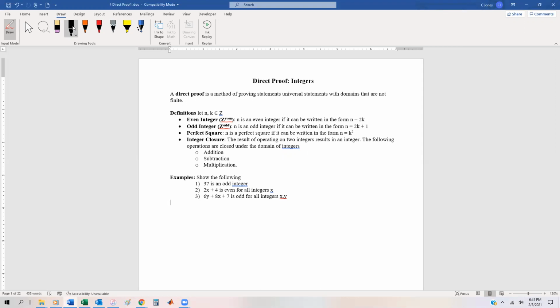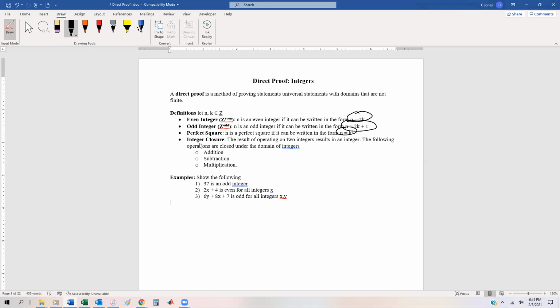But before we do that, we have to make sure that we understand several different definitions. Let's say, for example, we have two integers, n and k. An even integer is anything of the form n equals 2k. So if an integer is 2 times another integer, it's even. An odd integer for our purposes is n equals 2 times an integer plus 1. A perfect square is such that there's an integer that you can square to find the first integer.